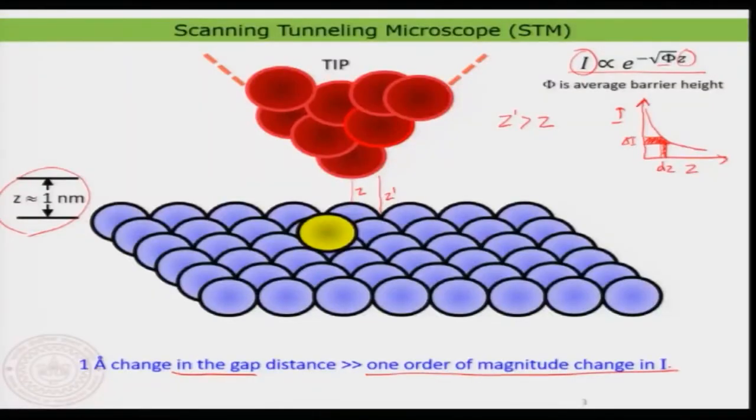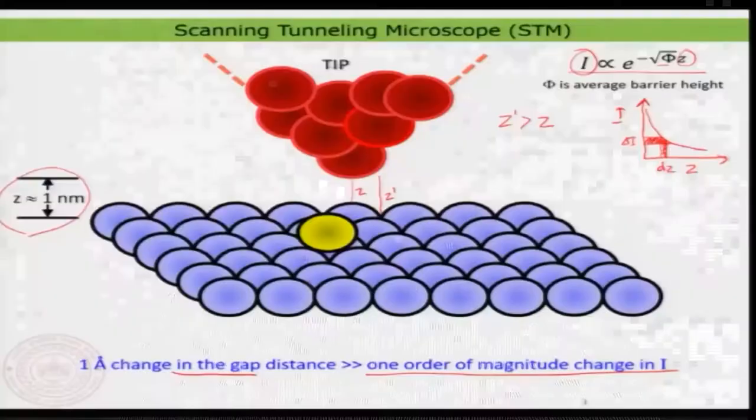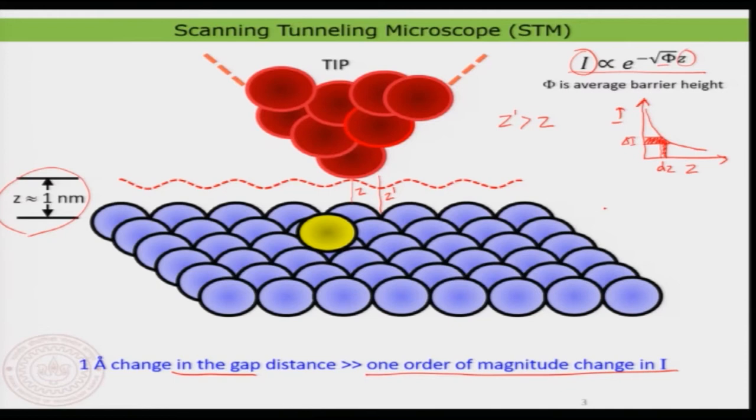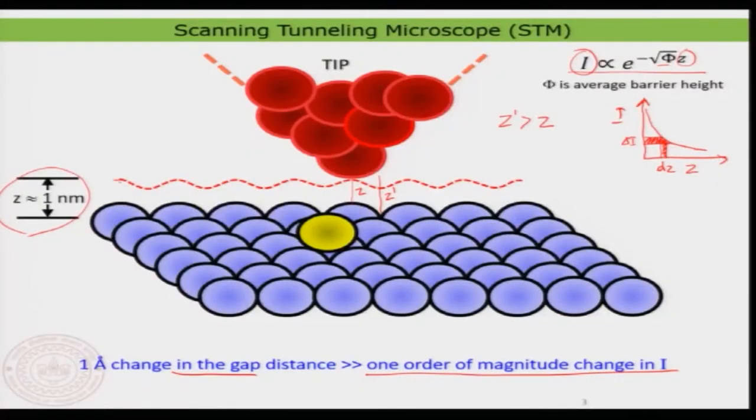So what is the consequence? The consequence is that there will be a drop in current of about one order of magnitude. So if the distance changes by one angstrom, then there is an order of magnitude change in the current. Therefore, what you would expect is that when you scan the tip across the atomic lattice, you would measure a high current here, a low current here. So ideally, this small difference, that delta I, represents a change in tunneling current as a function of distance.